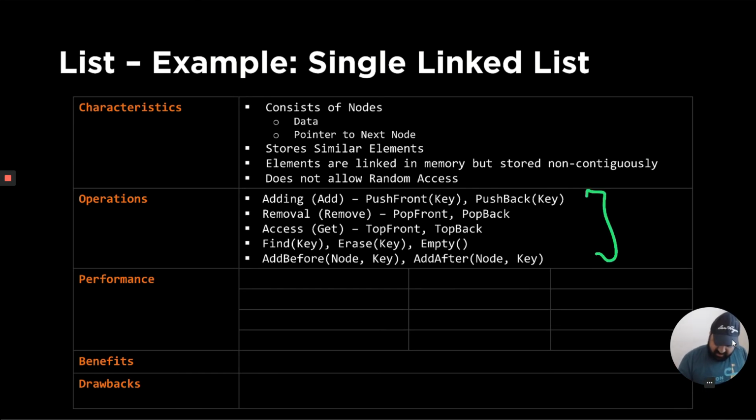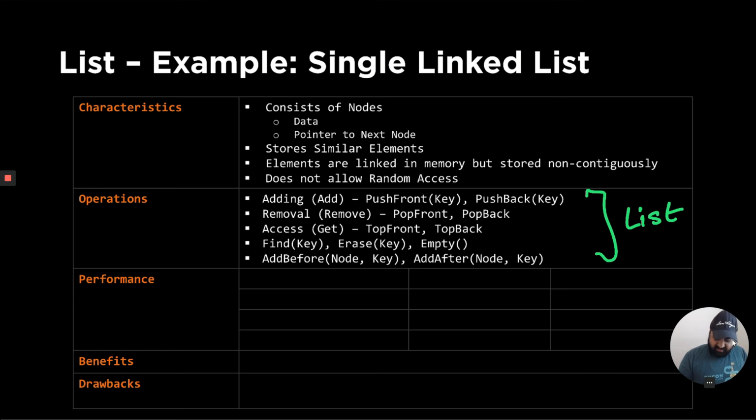So list APIs, I'm just talking about linked lists, typically have a good set of functions, which is you can add some values. Now, addition takes place in two different ways, which is either you are adding in the front or in the back. You have this push front method and you are adding some key in the front. You have push back and you push some values in the back. Next one is removal, where you remove an element from the front.